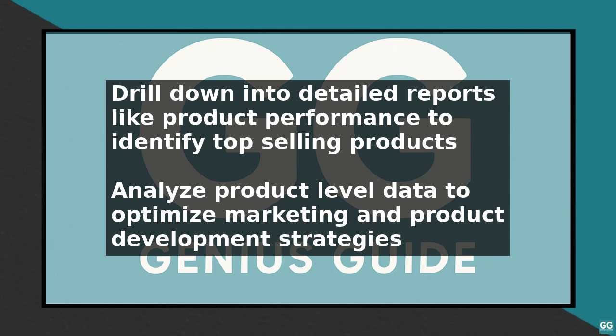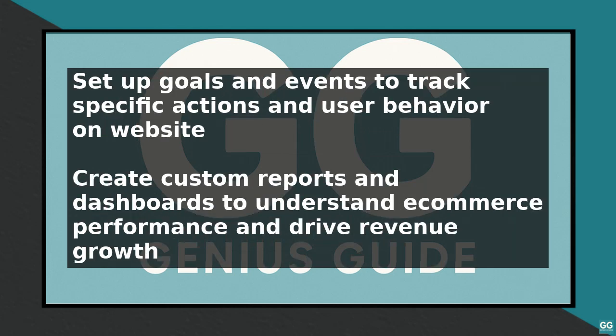Goals allow you to track specific actions on your website, such as completing a purchase or signing up for a newsletter. Events provide more detailed insights into user behavior, such as clicking on a product or watching a video. By setting up goals and events, you can create custom reports and dashboards that provide a more nuanced understanding of your website's e-commerce performance. For example, you can create a report that shows the conversion rate for a specific product or category, or a dashboard that displays key e-commerce metrics such as revenue and average order value.